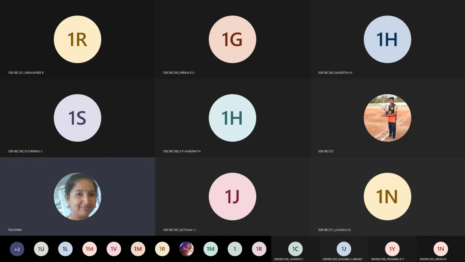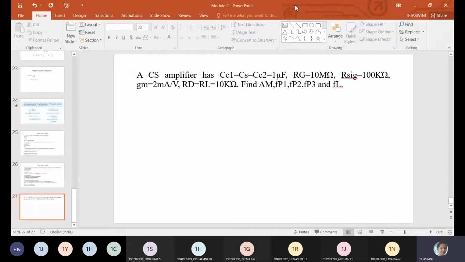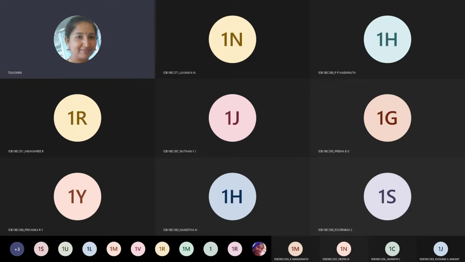Okay. Last class, we discussed the high frequency response of the common source amplifier, and we derived an expression for that also. Next, we'll move on to the low frequency response of the common source amplifier.